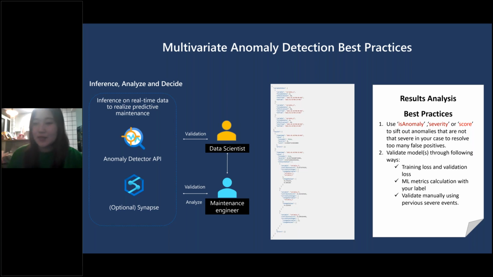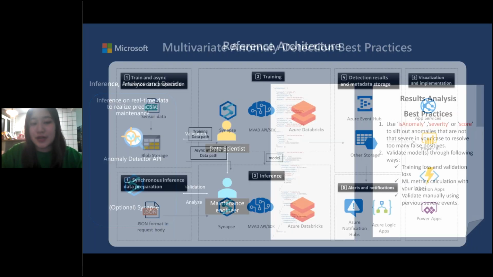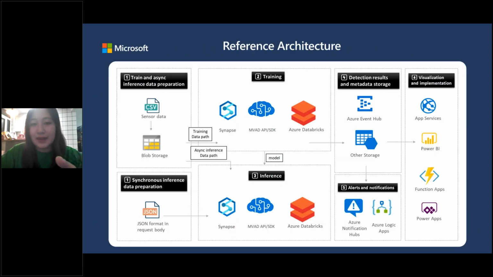Okay, so these are some best practices on the results analysis. And then this is a reference architecture that shows you how to combine everything together and how to connect the training, the inference, and also the downstream components. So first, you can gather your sensor data from your equipment and store it in blob storage. Then you can train based on that, and the data path is the thing that you upload to blob storage. You just copy the URLs. It's really simple. Then use the training data path to train.